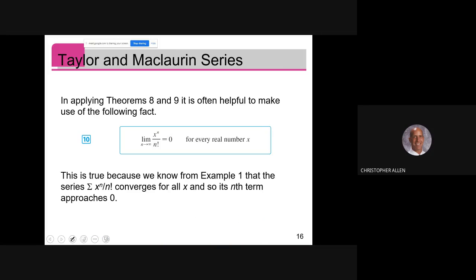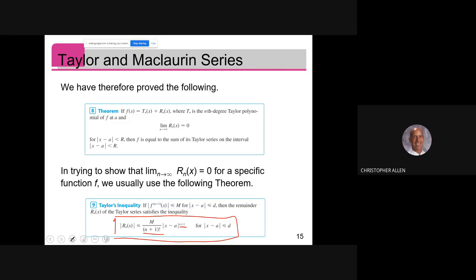Wait, so it's just saying that the remainder has to be less than the next term? Correct. It's exactly what it's saying. The next term of the Taylor series. The Taylor series, yeah. So the Taylor series has infinitely many terms. But if we stop at any point in the series, there's going to be a little bit of slop, a little bit of remainder. So wherever we cut it, we've now made a Taylor polynomial.